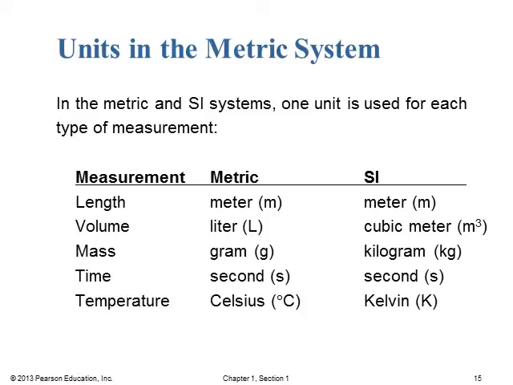For the measurement of mass, we use grams in the metric system and kilograms in the SI system. Very similar, just a different power scale, and we'll talk about that in just a short bit. The measurement of time is all in seconds, and in the metric system we use Celsius to measure temperature and Kelvin to measure temperature in the SI system. And we will talk about how we can convert Celsius to Kelvin and Kelvin to Celsius in the future slides.